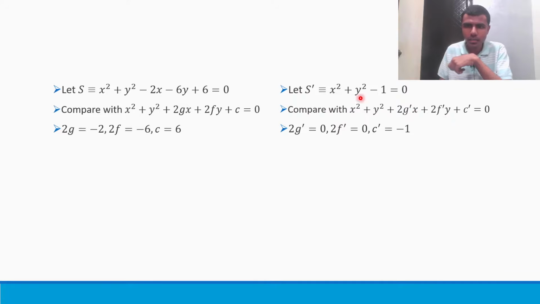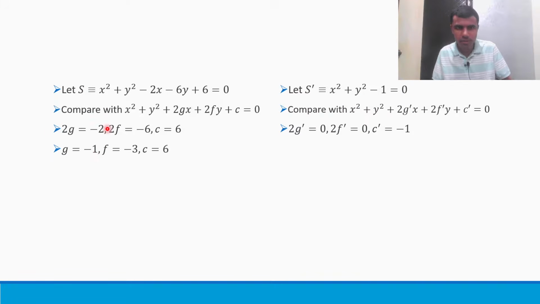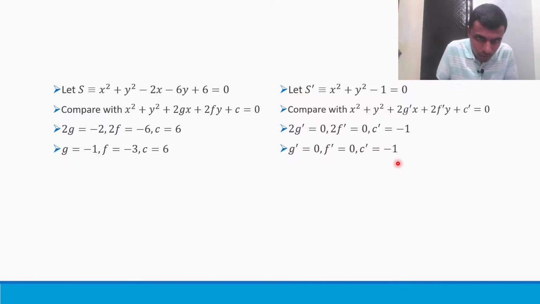Here for 2g dash, x is not there, so we take it as 0 into x. So 2g dash is 0, and 2f dash, the y term is also not there, is 0, and c is minus 1. 2g is minus 2, so g is minus 1, f is minus 3 and c is 6. Likewise g dash is 0, f dash is 0 and c dash is minus 1.